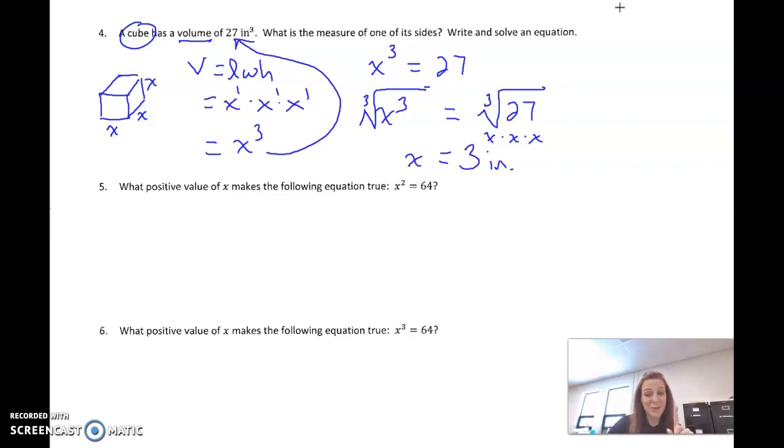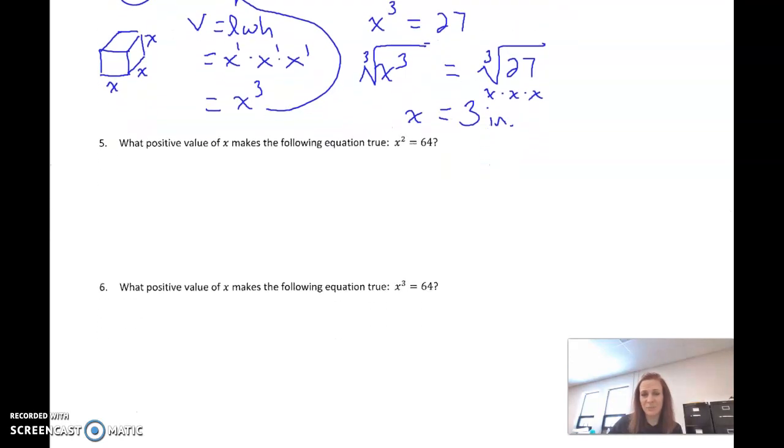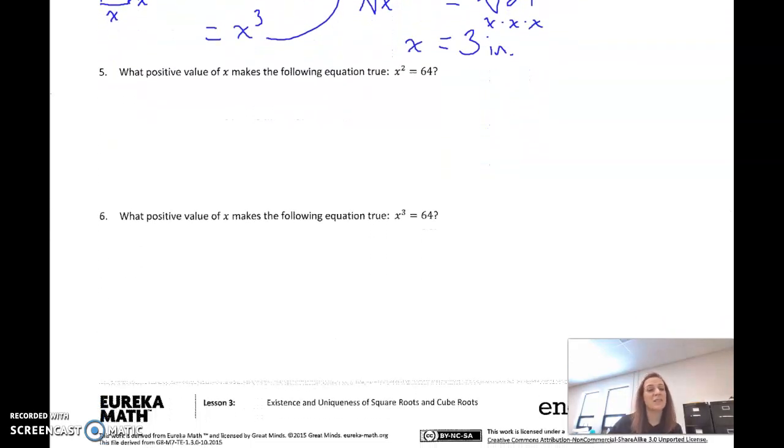What positive value, because again, this is a squaring problem, we know there's positive and negative solutions, but what positive value of x makes the equation true? Now notice down here, number 6, I kind of want to show you guys these together. This one says what positive value of x makes the following equation true. Looks the same thing, except there's a little 2 here and a little 3 here. An exponent of 2 squaring, exponent of 3 cubing.